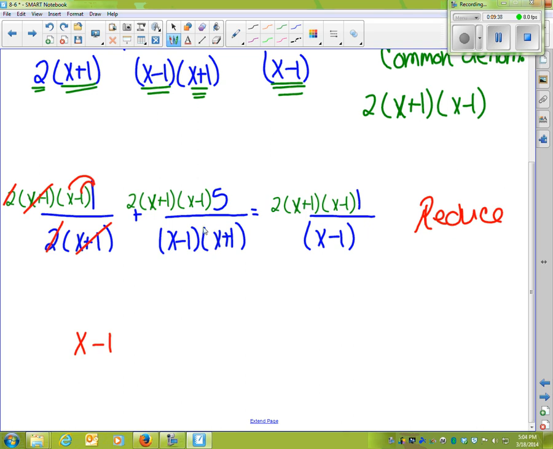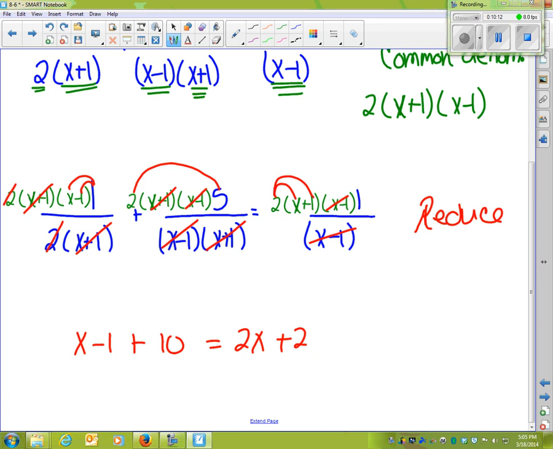Do the same thing now with the second fraction. X minus 1 cancels, top and bottom. So does the x plus 1, leaving me with 2 times 5. So plus 10. And in my right-hand side, the x minus 1 cancels, leaving me with 2 times 1, which is just 2, and then distribute. 2x plus 2.